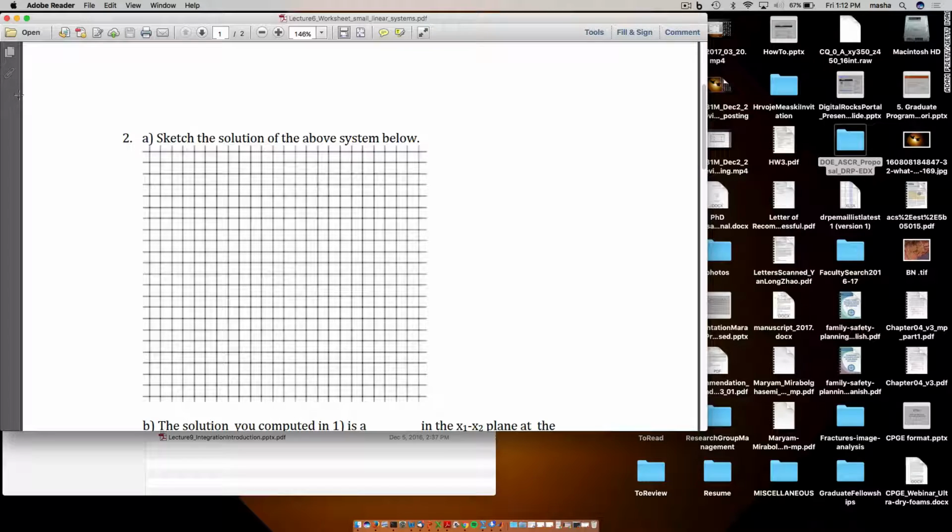So let's give ourselves a system. The system is: minus 3x1 plus 2x2 minus x3 is equal to minus 1. 6x1 minus 6x2 plus 7x3 is equal to minus 7. 3x1 minus 4x2 plus 4x3 is equal to minus 6.